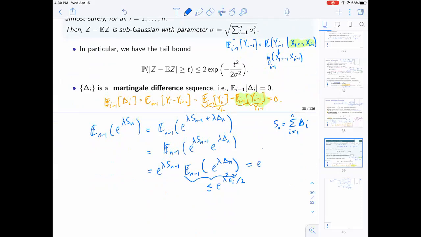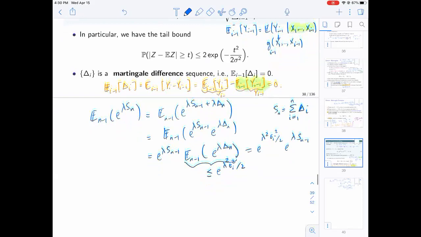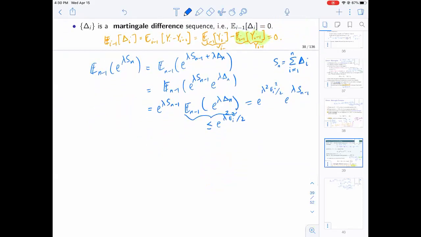And so this whole thing is e to the lambda squared sigma_n squared over 2 times e to the lambda S_{n-1}, which is nice. Then I would do the same. So this is determined. I care about the next term, so I'm going to do this another time, conditioning on one step in the past, and then you can verify that e to the lambda S_{n-2} comes out, and e to the lambda squared sigma_n squared. Sorry, this should be sigma_n, not sigma_i. This would be sigma_n. This would be sigma_{n-1}.